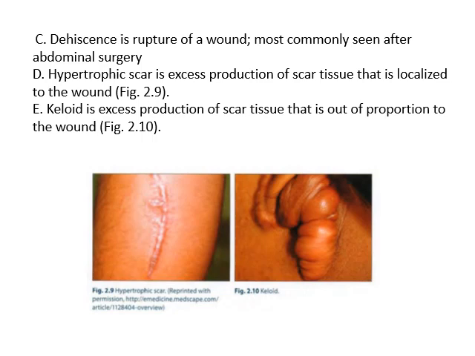Dehiscence is a rupture of wound most commonly seen after abdominal surgery. So basically, dehiscence is a surgical complication where the edges of the wound no longer meet.